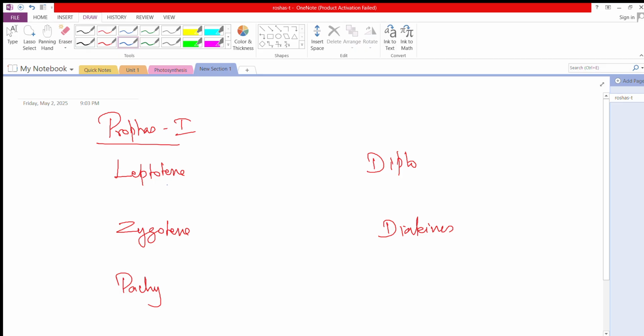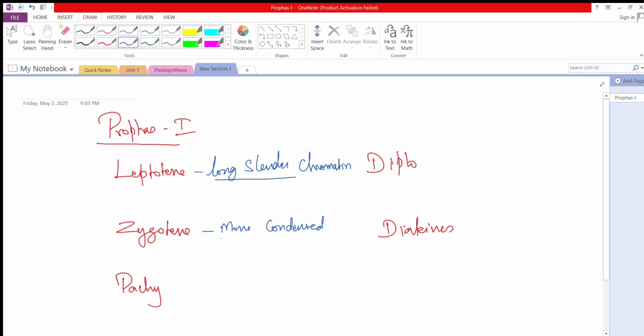Leptotene is the very first stage where the chromosome condensation starts, and the chromosomes seem to be long, slender chromatins. The chromosome condensation starts at this phase, whereas at zygotene the condensation becomes more. We can say a more condensed form of chromosomes will be found.